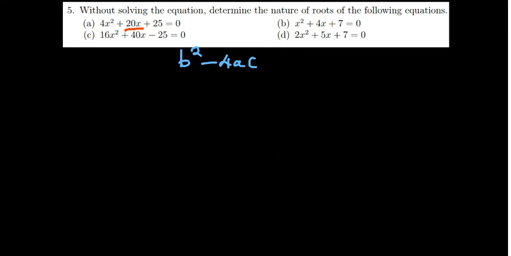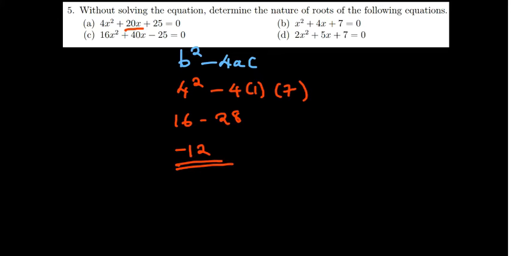For the next one, you plug in: your b squared is 4 squared, your a is 1, your c is 7. So you have 16 minus 4 times 7. I believe that is 28. And then that is negative 12. Whenever you have a negative 12 under a square root, you can't simplify that. So these are imaginary roots. You can't find the roots. So your b squared minus 4ac in this case is less than 0.